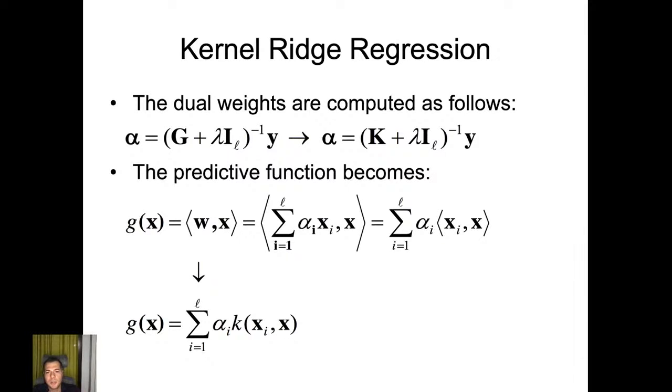In practice, you can replace the scalar product with a similarity function, and then you will use the notation K, which is the kernel matrix that corresponds to the similarity function. In the predictive function, you replace the scalar product between training samples and the test sample with the kernel function between xi and x. So this is the solution for kernel ridge regression.